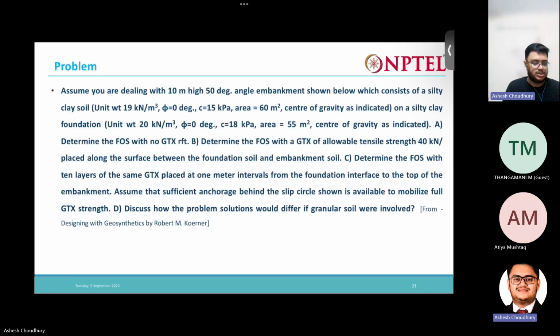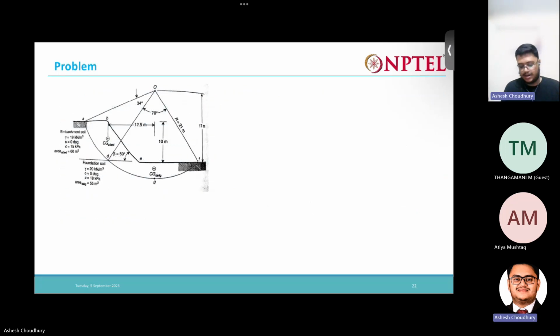Here we have silty clay soil, completely clay soil. So we need to say what changes, how we need to solve if there had been a c-phi soil or phi soil. Now let us see this diagram.